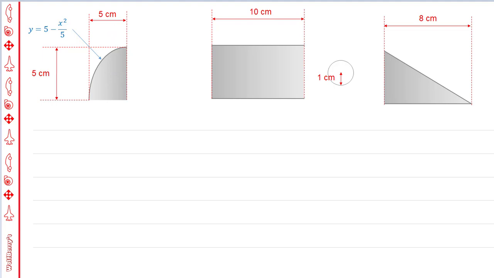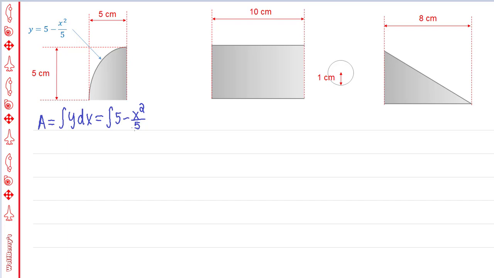So the first thing is we're going to find the area under this curve. And the area of a curve is the integration of y dx. So let's start by writing that down. Area, A, is equal to the integration of y with respect to x. Now in our system, y is equal to 5 minus x squared over 5. So substitute it here. Equals the integration of 5 minus x squared, all divided by 5.